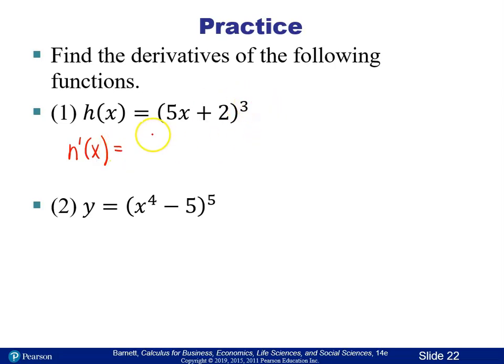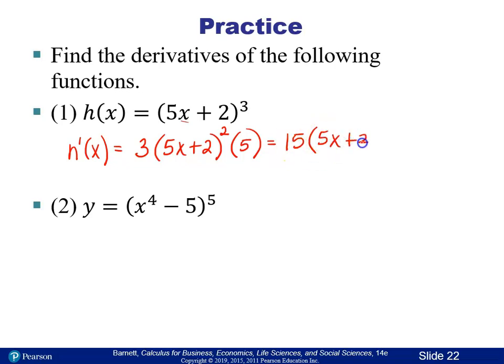Okay, so our derivative here will bring the 3 down. I'm going to recopy, keeping that in the parentheses exactly as it is. Drop the power down by 1, and then take the derivative of the inside part. So that would be 15 times 5x plus 2 squared. And again, I can combine these together. I just don't want to combine them into that parenthesis.